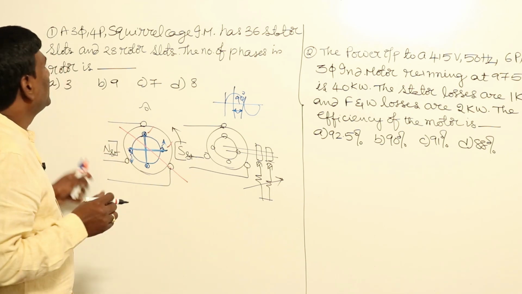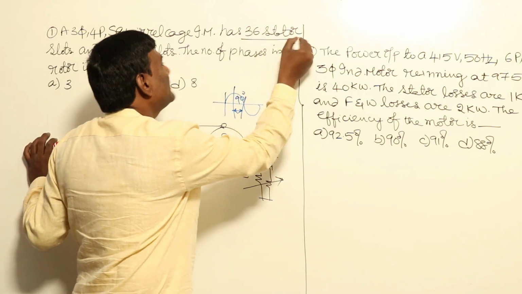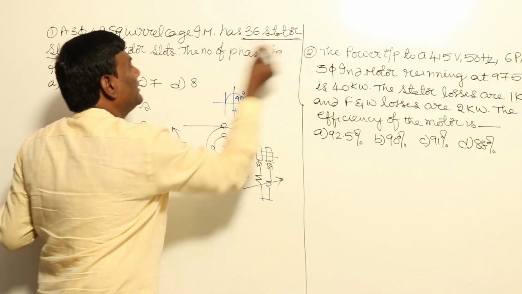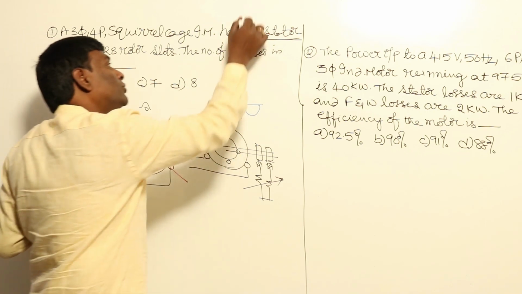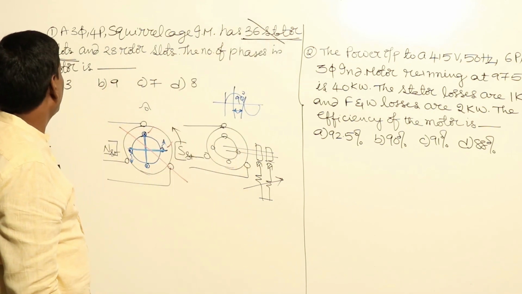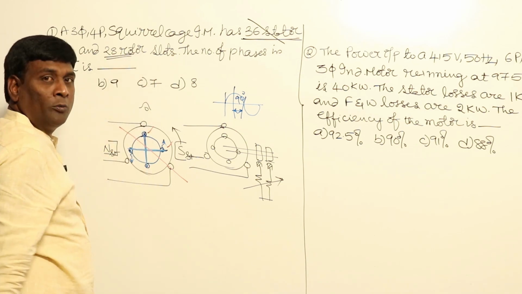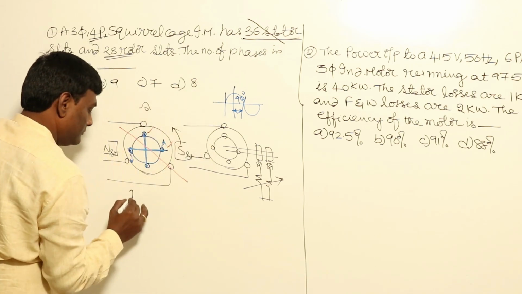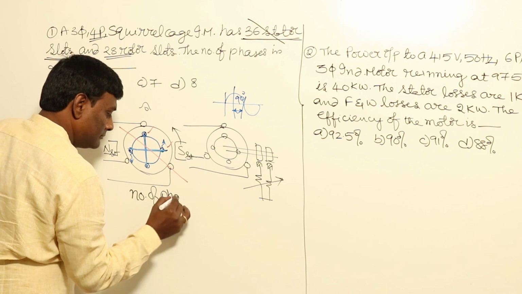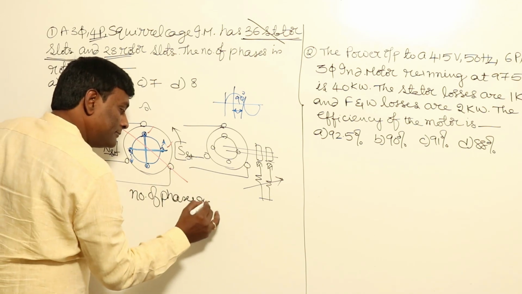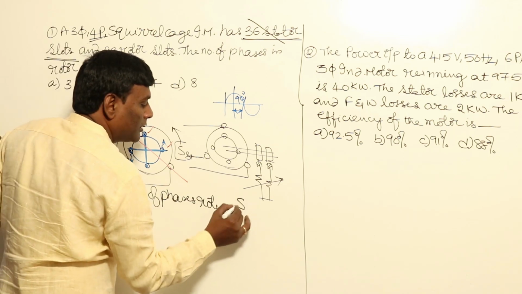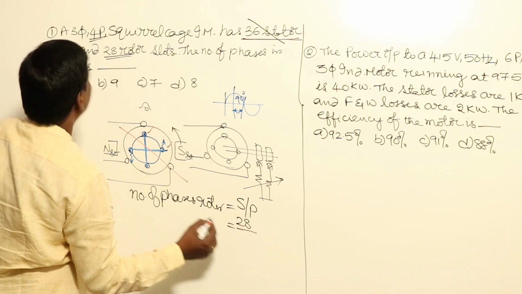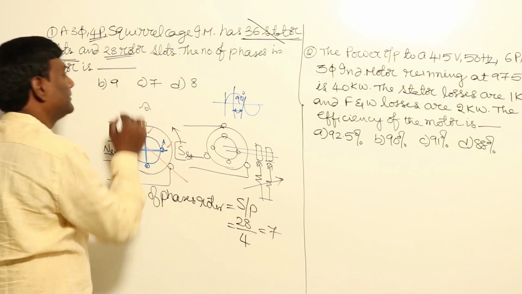But anyway, coming to the point, in order to confuse us, they have given 36 stator slots, which are useless. Forget about it. Now, how many number of rotor slots are there? 28. How many number of poles are there? 4 poles. So number of phases in rotor is equal to number of slots per pole. How many slots are there? 28. Per pole, how many poles are there? 4. So answer is going to be 7.